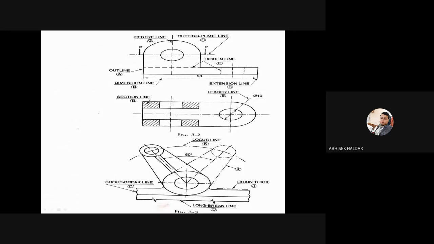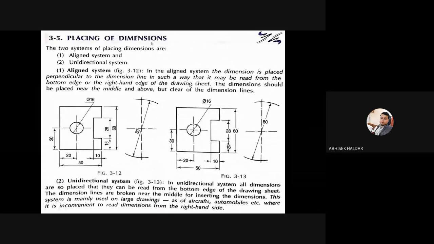So these two will not be of that much use, but you have to know these two terms. Majorly you will use the dimension line, extension line, center line, hidden line, and this leader line to denote the dimension of the circle. Clear up to this? Yes. Okay.